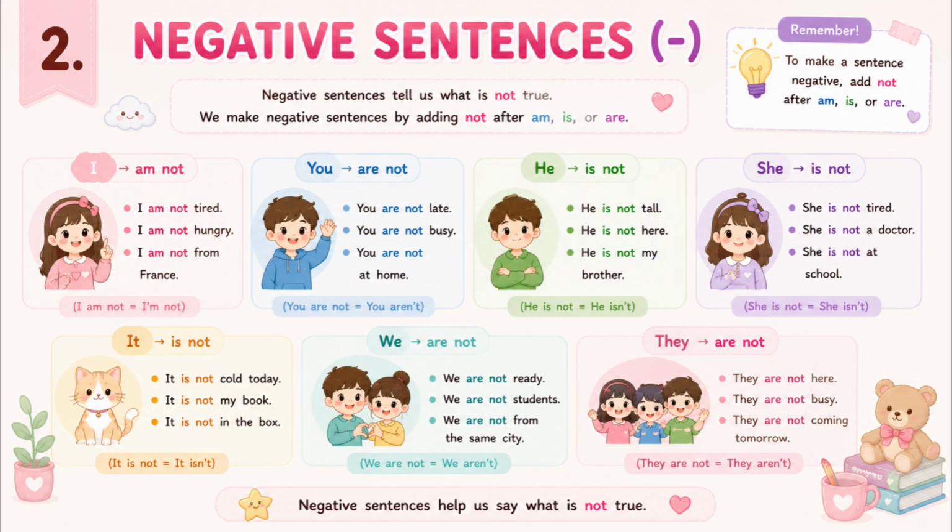It is not. It is not cold today. It is not my book. It is not in the box. We are not. We are not ready. We are not students. We are not from the same city. They are not. They are not here. They are not busy. They are not coming tomorrow. Negative sentences help us say what is not true.